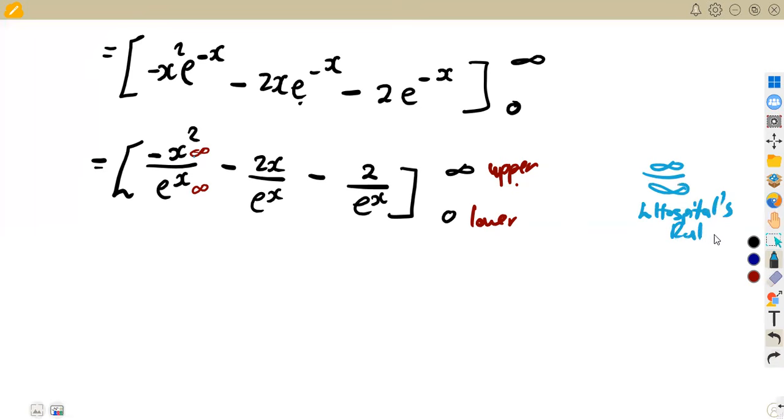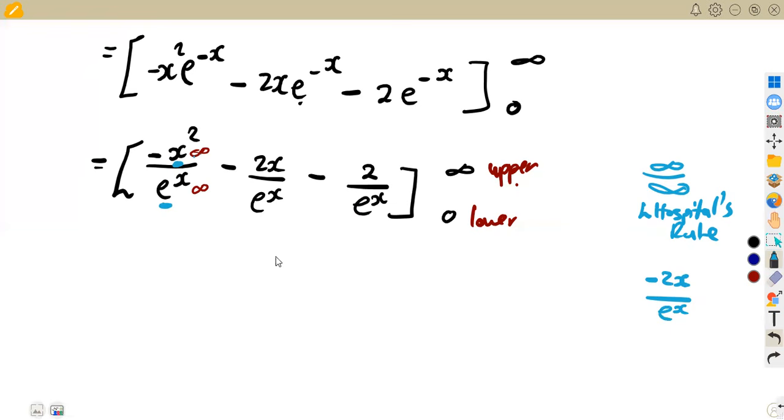That is what you're supposed to have, whereby you have to differentiate, find the derivative of the numerator, which is going to give us minus 2x, find the derivative of this denominator, which is going to give us e to the exponent of x in this case. That is the derivative that you're going to obtain at the end.